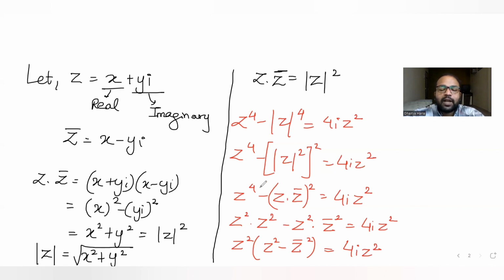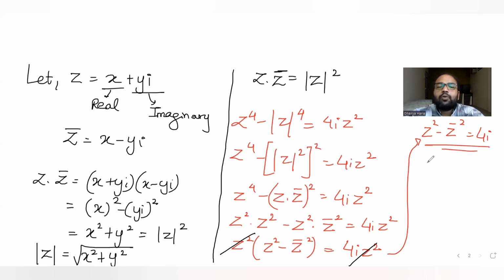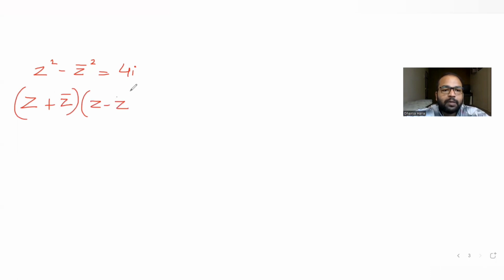So this z square gets cancelled from both sides, and you are left with z square minus conjugate of z square is equal to 4i. Now, if I try to simplify this on the next page, z square minus z bar square is of the form a square minus b square, so you get z plus z bar and z minus z bar, and that is equal to 4i.